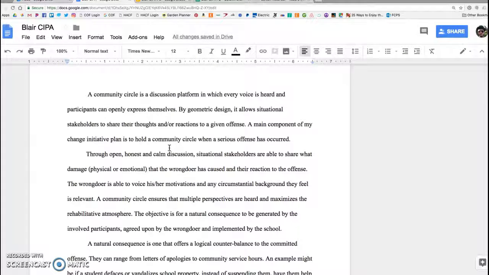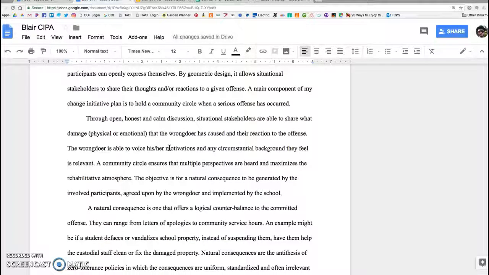I also should emphasize that I use a term throughout called situational stakeholders, and this involves anybody that was involved or affected by an unwanted behavior. This could include students, the actual wrongdoer, the student that committed the offense, the victim of any offense, the classroom teacher or the witnessing staff member, a counselor, an administrator, and even an outside family member. It's an opportunity for people to come together and hear the multiple perspectives and maximize the rehabilitative atmosphere.